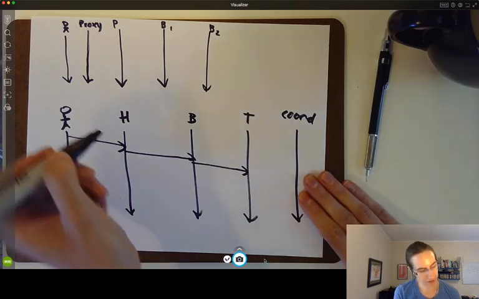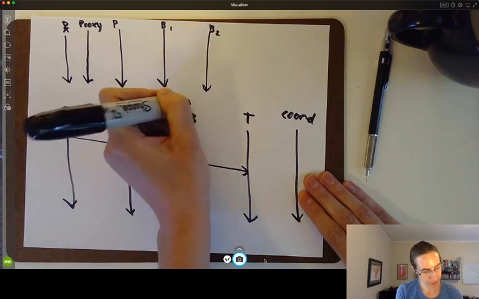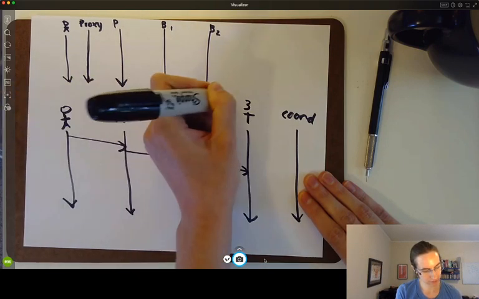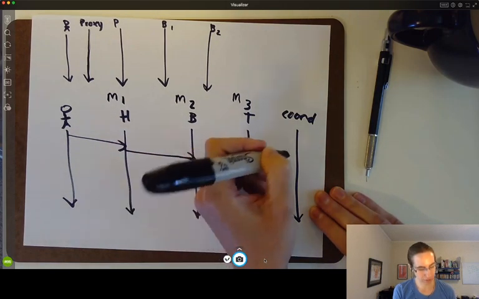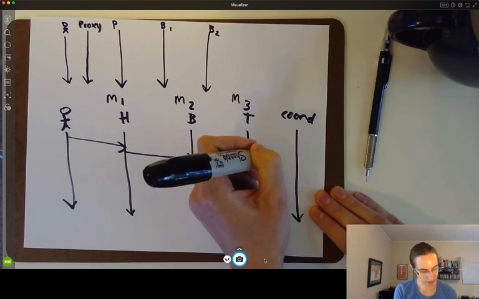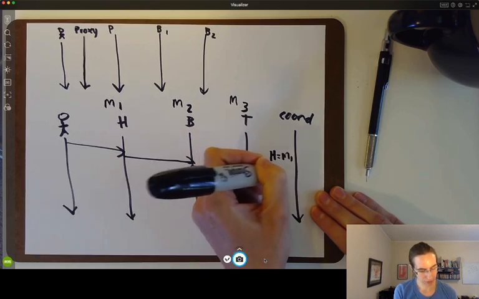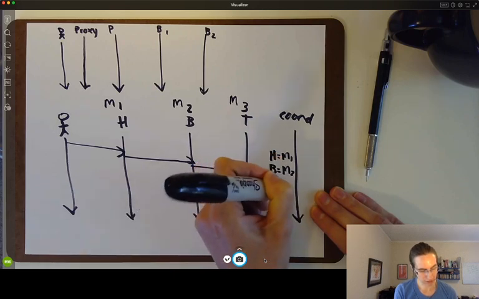So maybe, if this here is machine 1 and this is machine 2 and this is machine 3, then the coordinator is going to have some state, like head is M1, B is M2, T is M3.